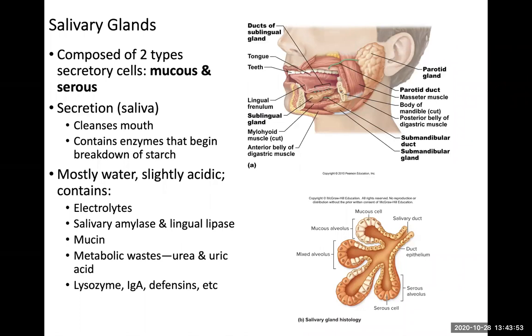Another important characteristic of saliva is that it contains salivary amylase, right? And amylases are the enzymes that catalyze the reactions by which carbohydrates are broken down. So what this tells you is that the chemical digestion of carbohydrates begins in the mouth.